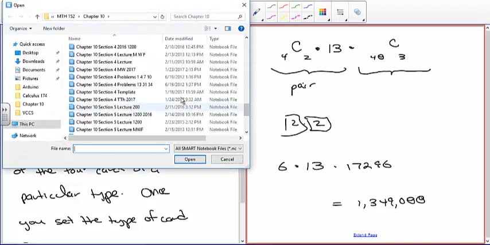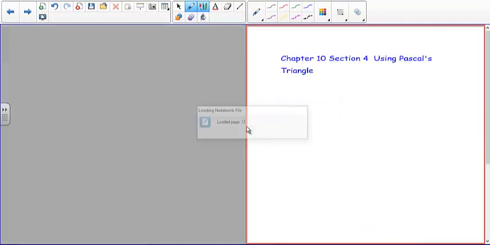Section 4. By the way, the test, when is the test? Not next week.